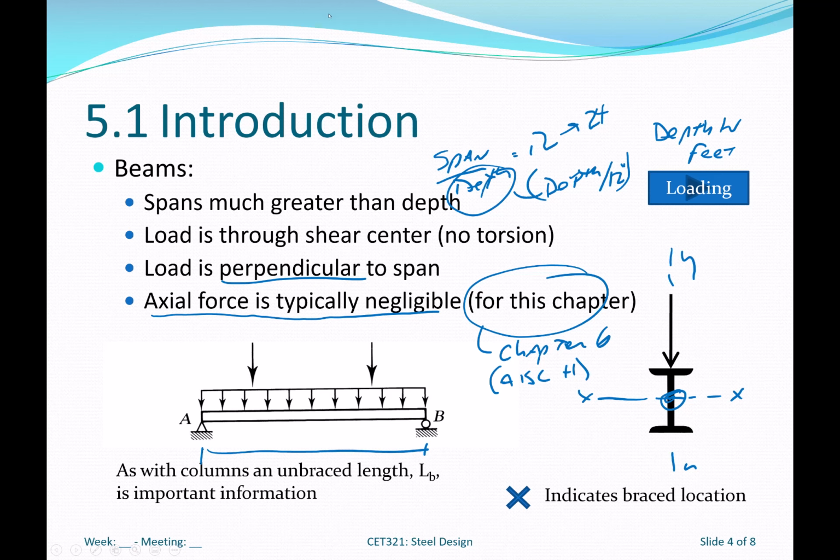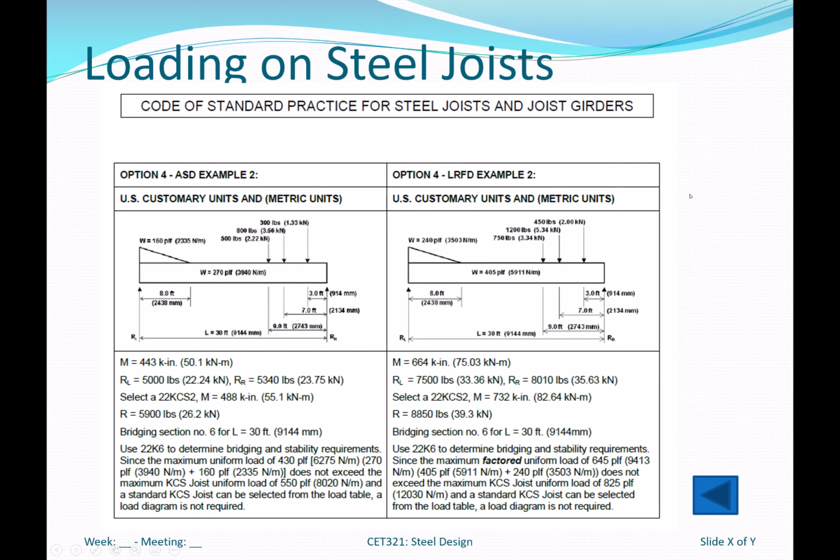Okay. So again, just to remind you what loading looks like, it looks a lot like what we saw all through statics and structural analysis: uniform loads per foot, triangular loads, concentrated loads, and notice where this is coming from, a steel joist reference. So the steel joist, again, definitely competes with steel beams.